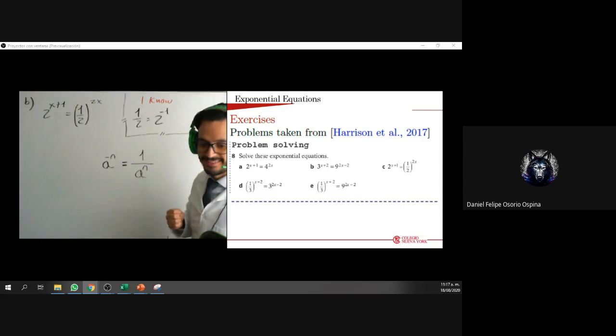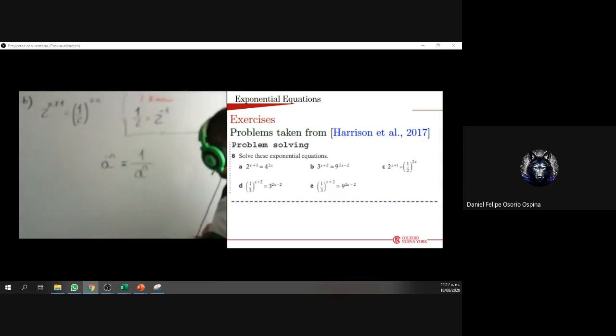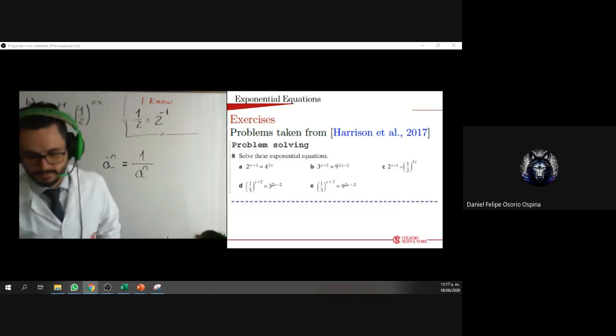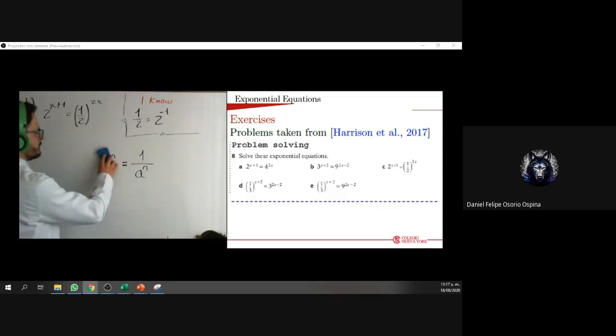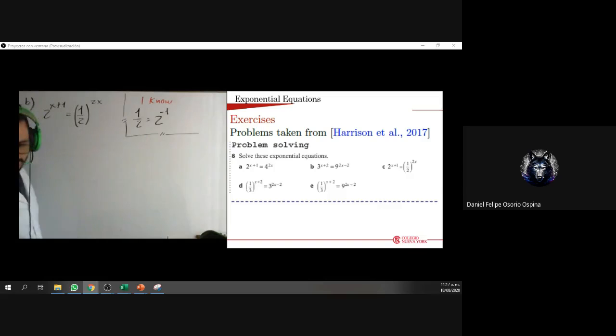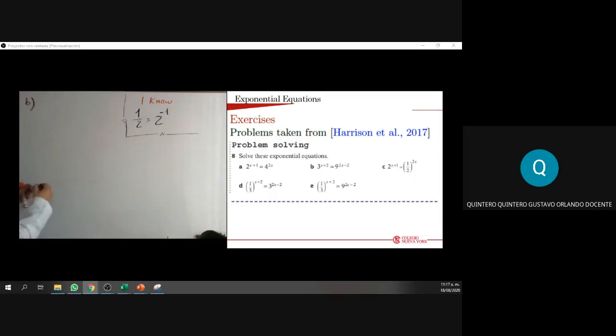Teacher, I am missing something in problem B. Okay, Danny, tell me. How will I get that x equals 2? How do you say despejar in English? Isolate. I am a little bit confused with the isolate. All right.